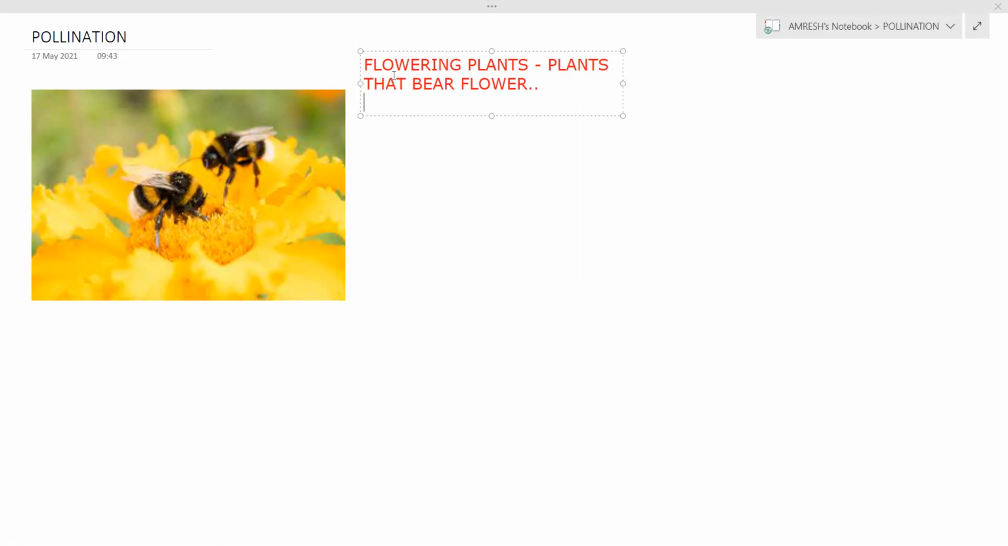Now, inside that flowering plant, before I tell you, you should have your hibiscus rosa flower, or in Hindi it is said as gudhal flower, or in Odia we say Mandar flower. That should be there with you so that it will be easy for understanding. So, flowering plants means plants that bear flower.